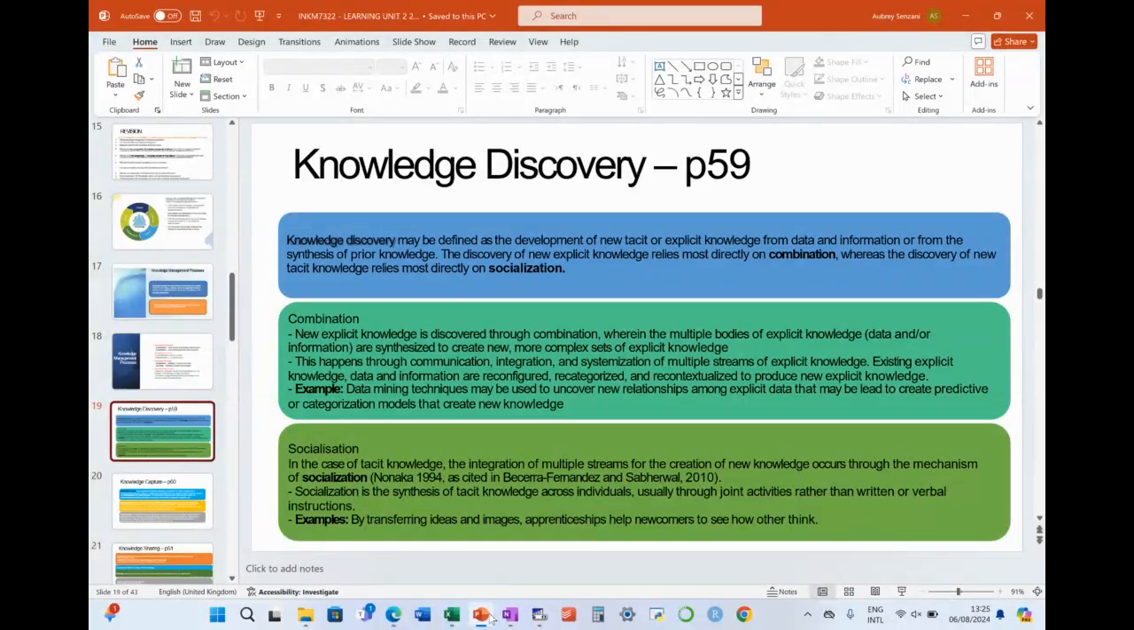Okay, so that's the whole point of combination. So here, how do we get combination? Through communication, integration, systemization of multiple streams of explicit knowledge. You see why I was using the example of operations management, financial management? The list can go on and on and on, okay? And through that combination of knowledge, we then create or discover, should I say, new knowledge.